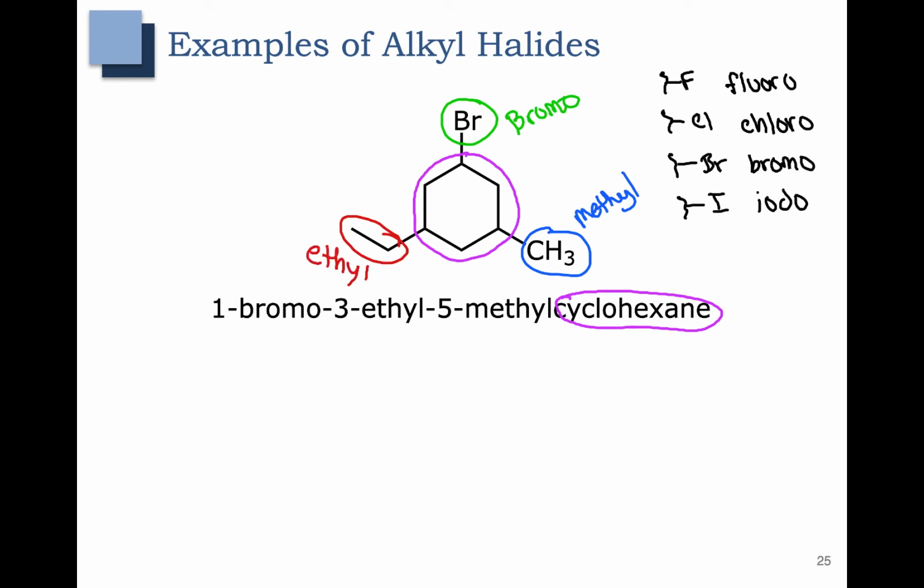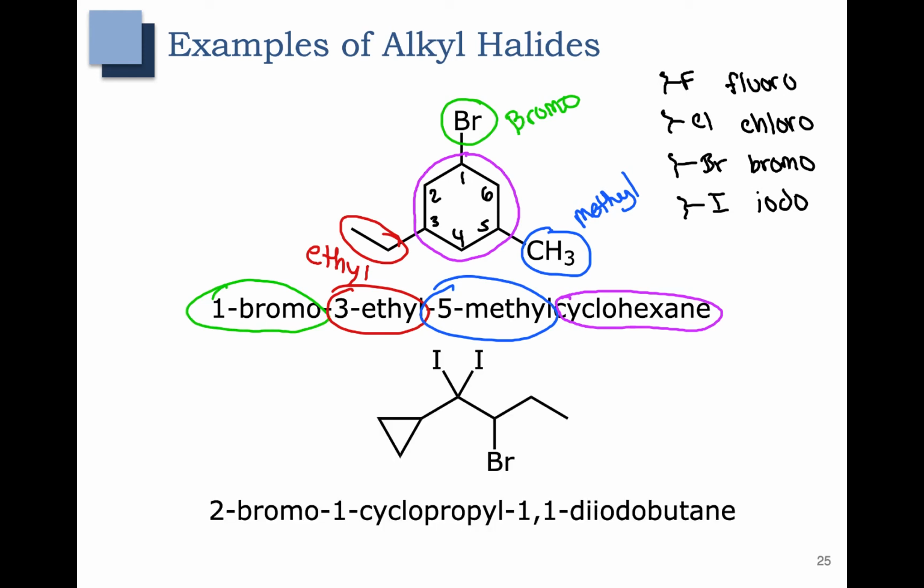We want to number to give lowest possible numbers, but it doesn't really matter where we start in this case. If we start at the bromine, we will have substituents on 1, 3, and 5. And if we start on the methyl group, we have substituents at 1, 3, and 5. So we're going to use alphabetical order to break the tie. That means that the bromo will get the 1, and the ethyl group will get the 3. And that's just due to alphabetical ordering. So we have 1-bromo-3-ethyl-5-methylcyclohexane.